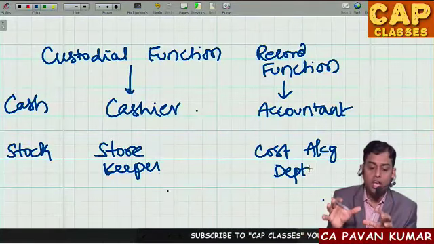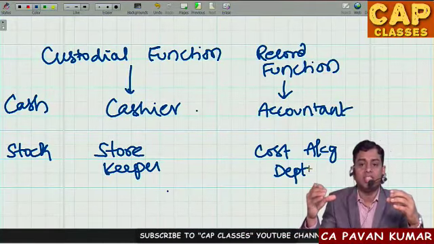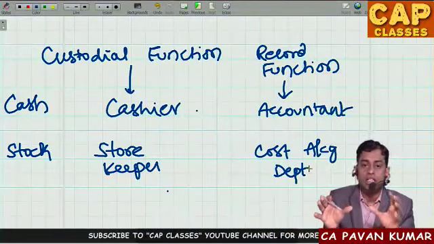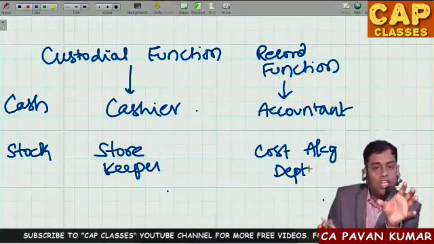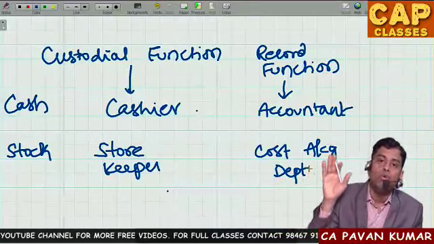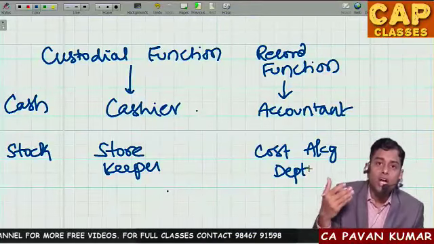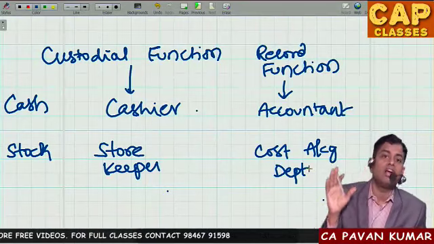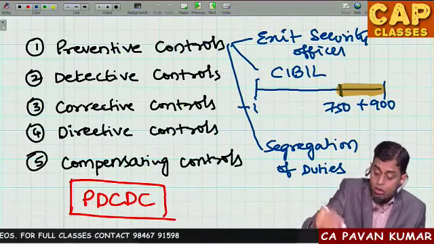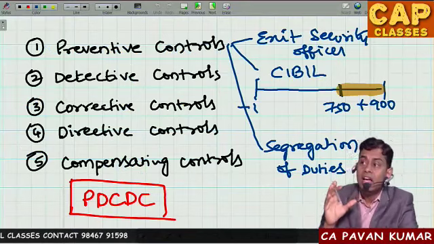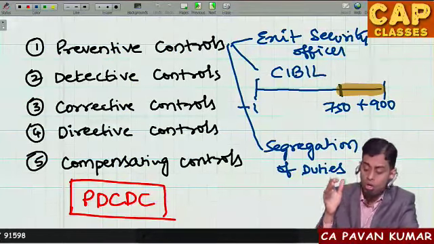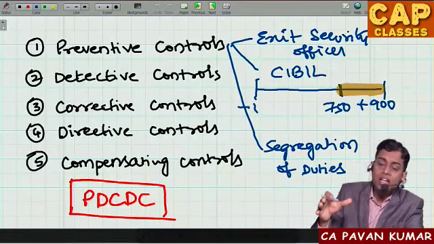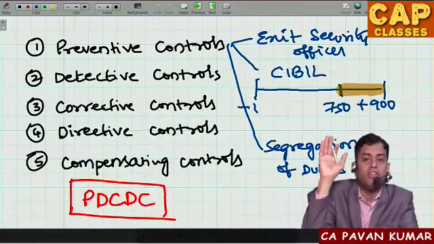So now what you are doing, you are taking one transaction cycle, you are cutting that into two. So you are giving only one part of the responsibility to one person. That means one transaction will be performed by different people, so that no one can do a fraud. This is a preventive control. So what are the preventive controls we looked at? Exit security officers, then CIBIL score, then segregation of duties. Like that, if you discuss, there are so many types of preventive controls.